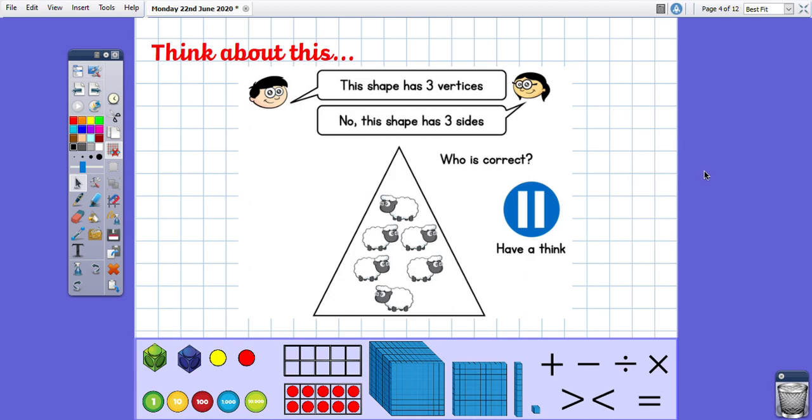Okay, they are both correct because if you remember, the sides are these bits here. So it's got 1, 2, 3 sides. So this person's correct. And then the boy said 3 vertices. Well, it's got 1, 2, 3. So they are both correct.